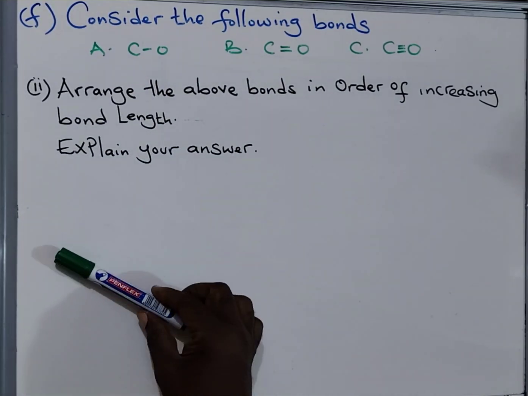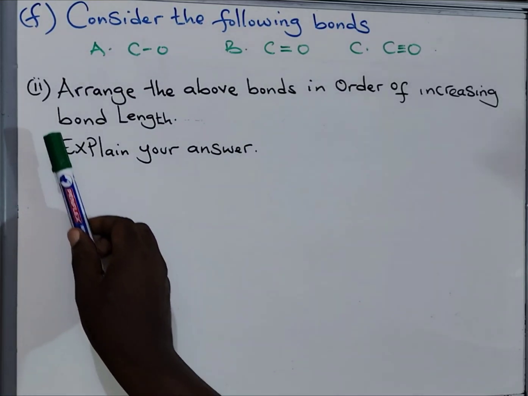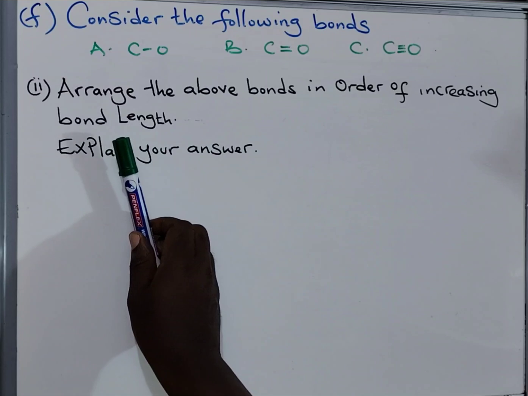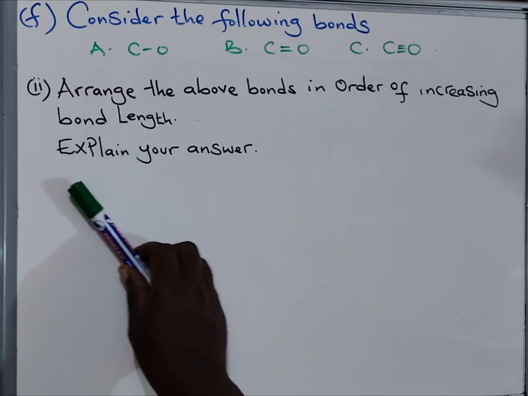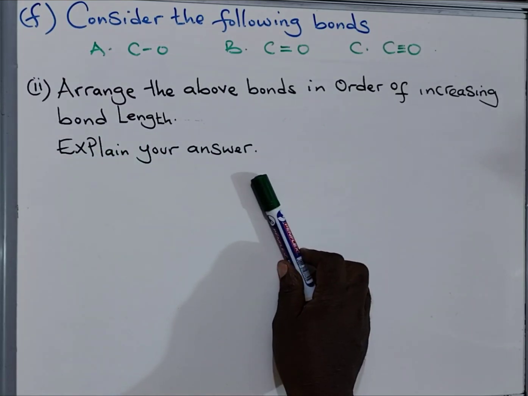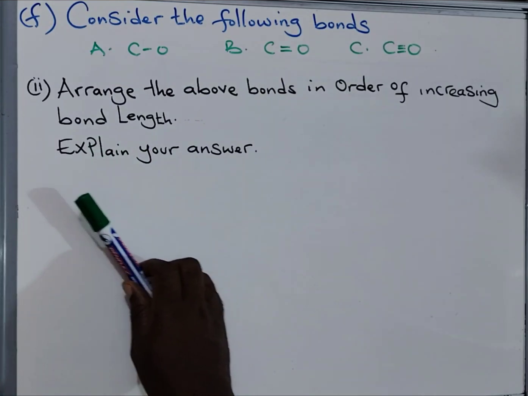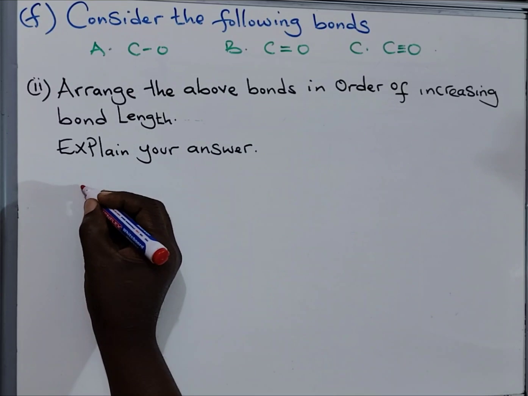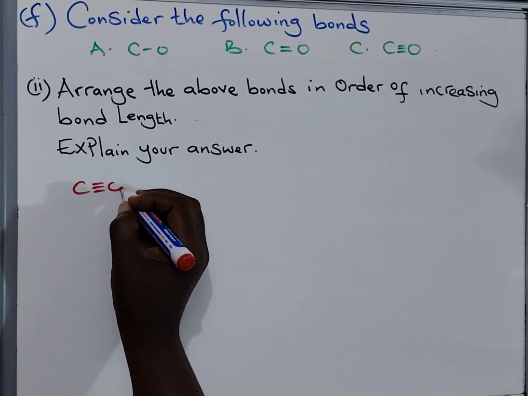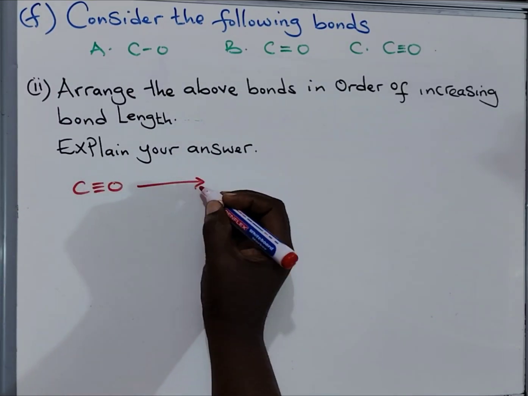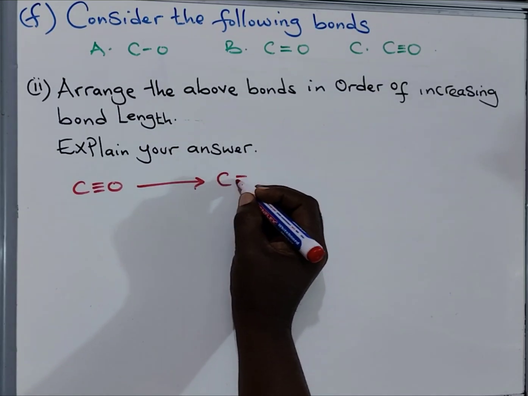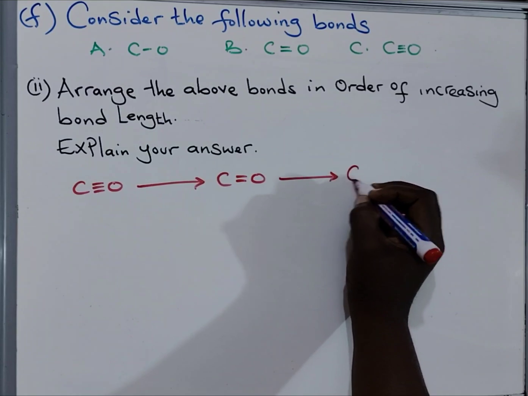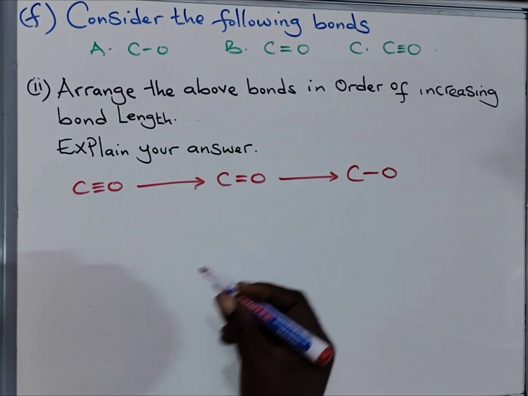Yeah, then comes this question. It says: arrange the above bonds in order of increasing bond length. Explain your answer. So when they say increasing bond length, you have to start from the shortest. The shortest of all is the triple bond, followed by the double bond. So the longest bond is the single bond. That's the order.